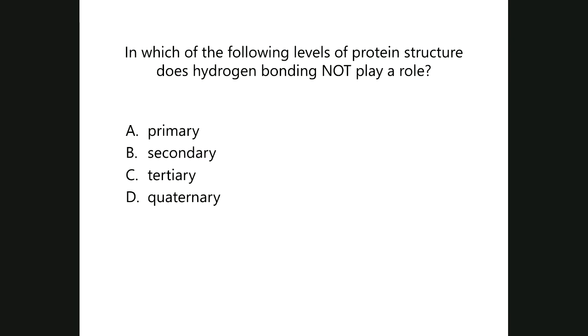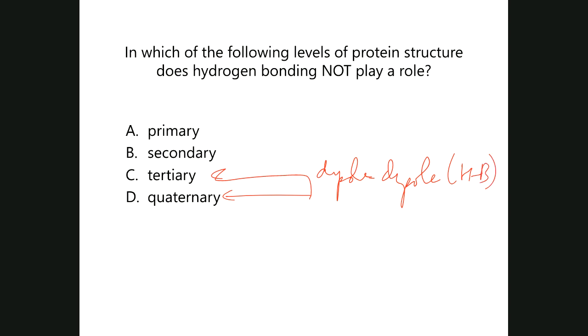But just asking you a question: which of the following levels of protein structure does hydrogen bonding not play any role in? Quaternary structure, as we've said, has the same type of interactions that hold together tertiary structure. These go in the same flow, so all possibilities are possible here. Dipole-dipole, which includes hydrogen bonds. You can have covalent, which is the disulfides and the metal ions. You can have ionic. And then you can have the London dispersion.